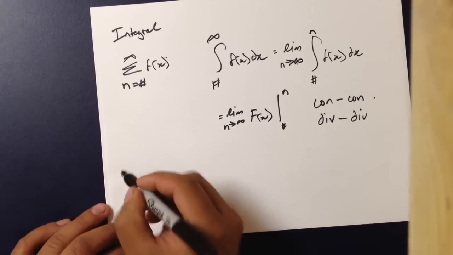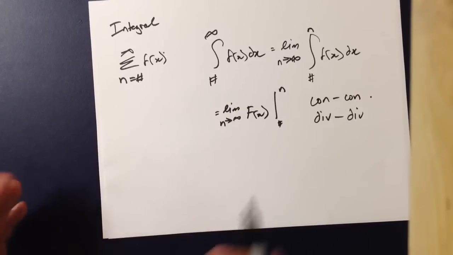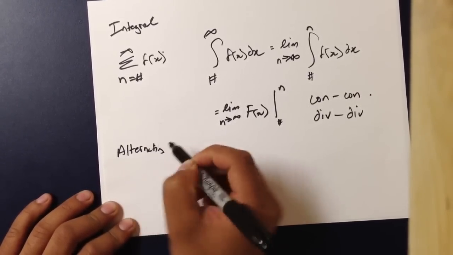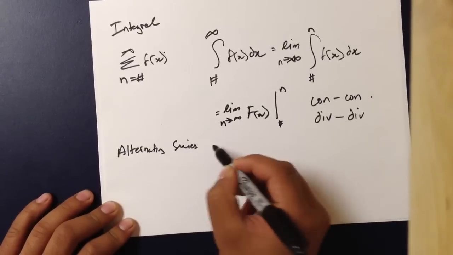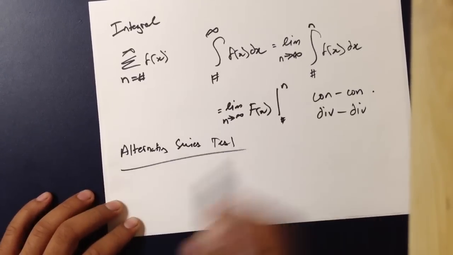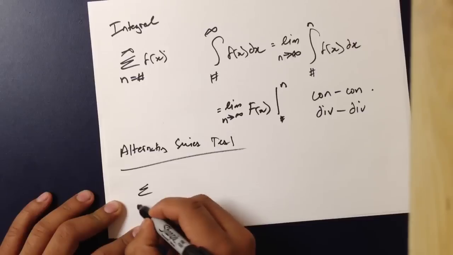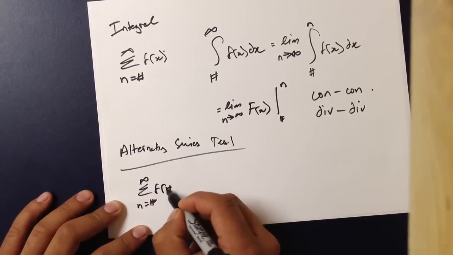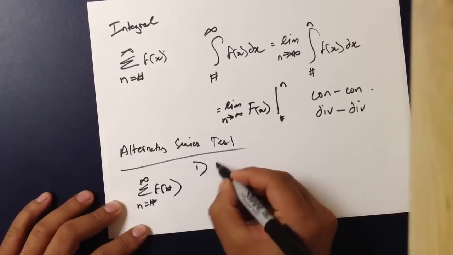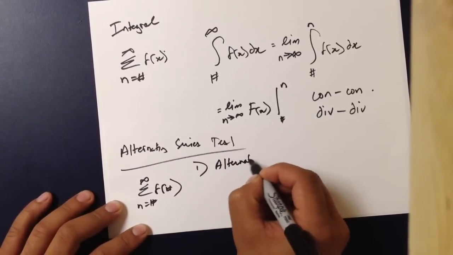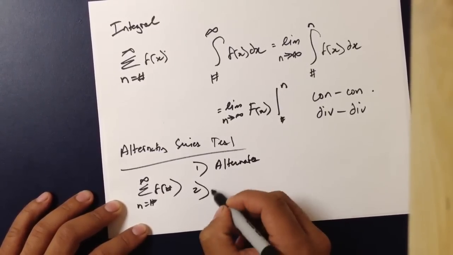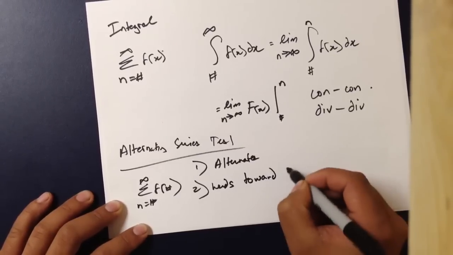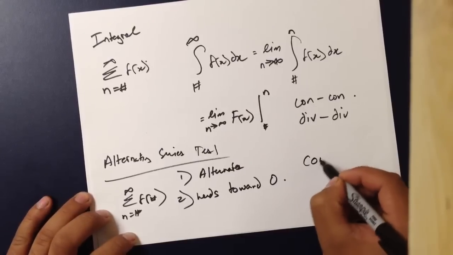Now the last test, the alternating series test, will probably be your favorite. And what that basically states is that if you have a series and it 1. alternates and 2. heads towards 0, then it automatically converges.